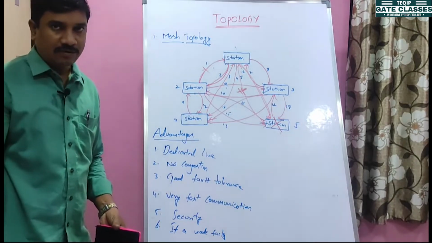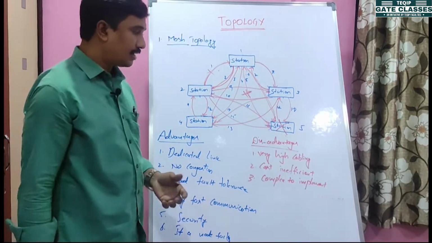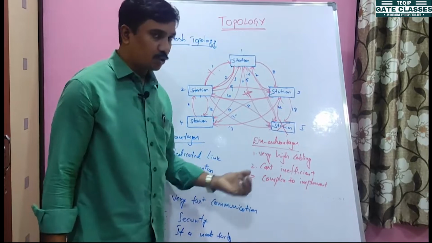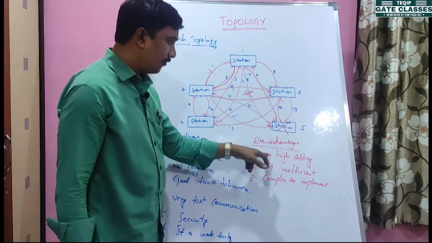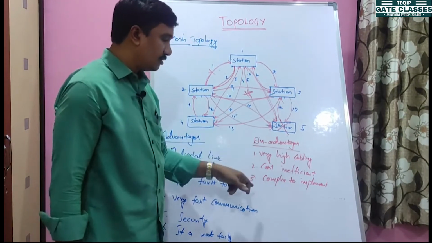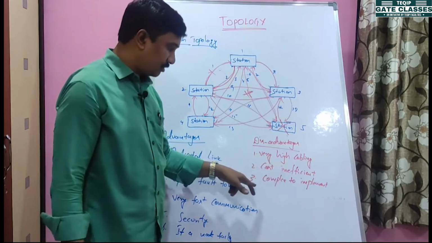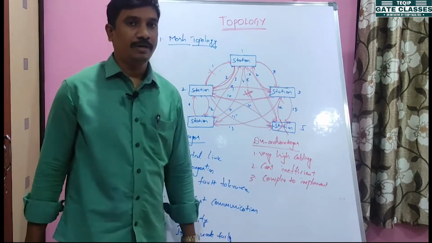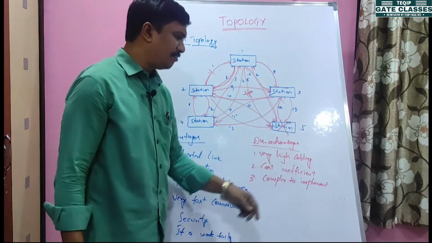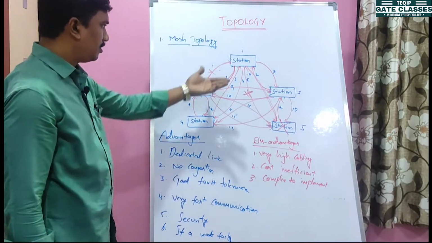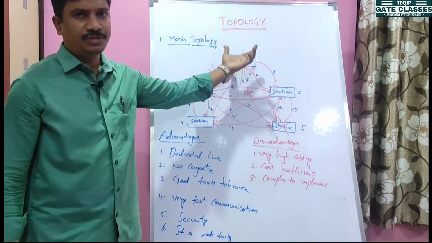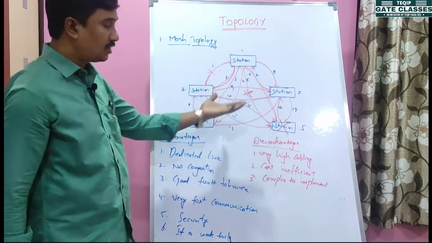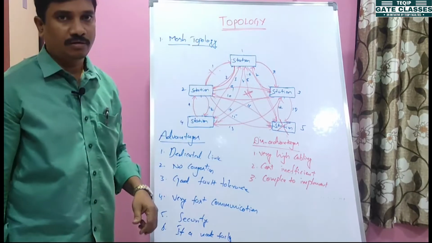Coming to the disadvantages of mesh topology. The first one is very high cabling. Second one is cost inefficiency. Third one is complexity to implement. So what is the very high cabling? You can see here only 5 stations, 5 computers or 5 devices. How many cables can you see?